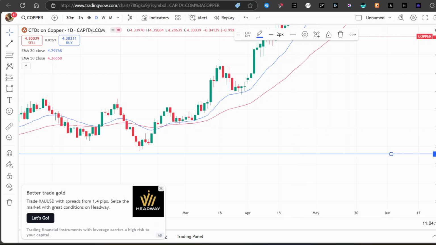Position sizing is another vital element. By only risking a small percentage of your account on any given trade, you safeguard your portfolio from any single adverse move. Now let's just bring it all together.